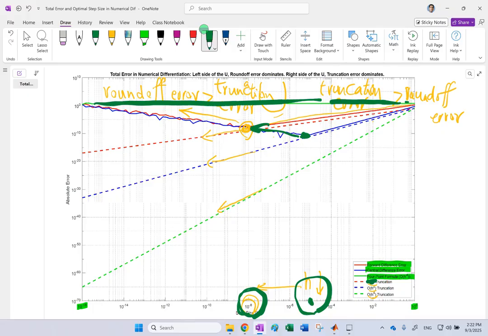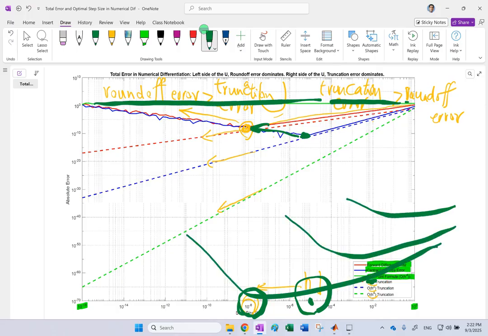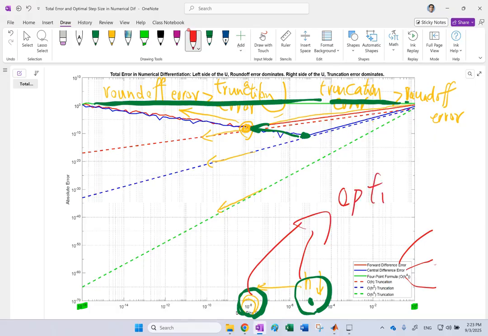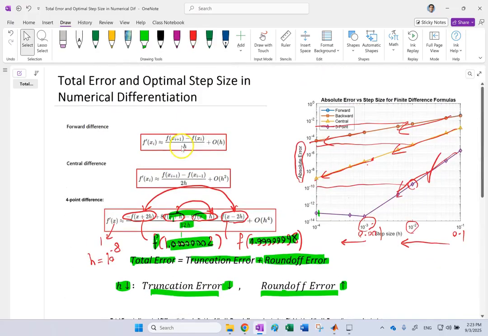Yes, so more accurate methods, their U point is further to the right. Less accurate methods, their U point is further to the left. In other words, they need smaller step sizes. The forward or the central one, the backward, they need smaller h's to get the best results. This one works with a little bit bigger h to get the best result. This probably even bigger. So there is always some optimal h, and that does depend on the method that you use for finite differencing.